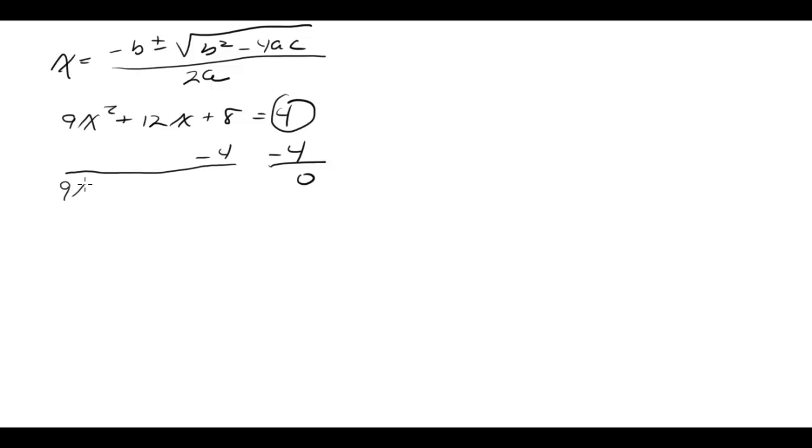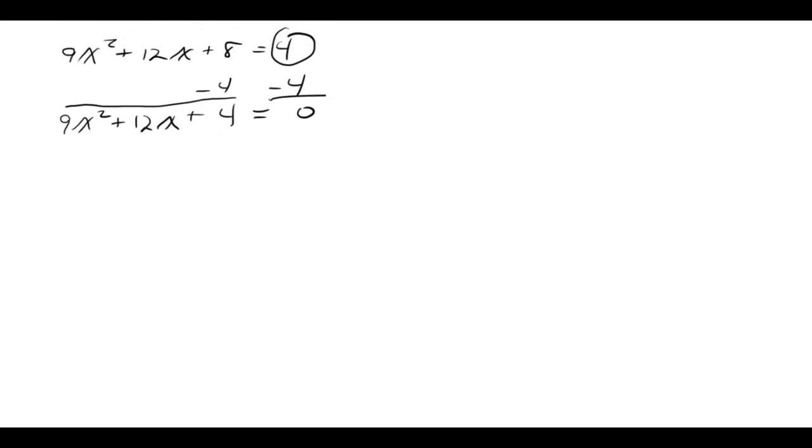Well, what do I get? I get 9x squared plus 12x plus 8 minus 4 is now 4, and that equals 0. Now I have x squared plus x plus something equals 0. Excellent. That's the form I want. Okie dokie. So, what is a? Well, a is this guy. So a is 9. What is b? b is this coefficient, which is 12. And c is this coefficient, which is 4.